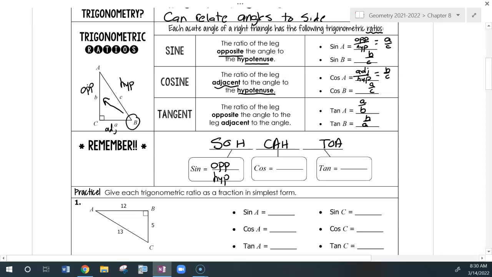So in this memory device, the first letter tells you which trig function it is, which ratio. The second letter tells you which one goes in the numerator, and the third letter tells you which one goes in the denominator. So look at CAH: C for cosine, A is adjacent, so ADJ, H is hypotenuse, HYP. Last one, T for tangent, tan, opposite for O, and adjacent for A.